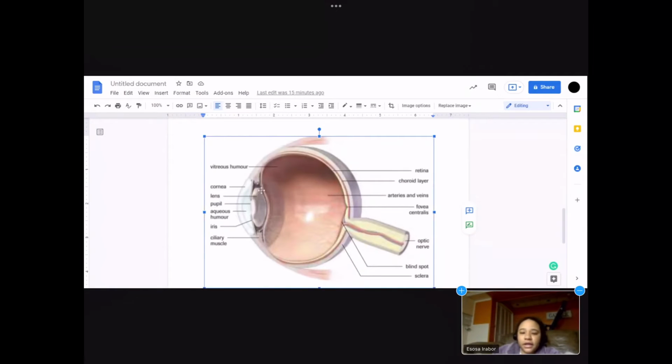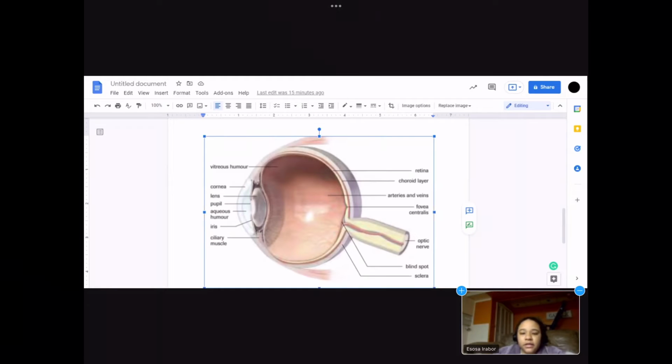Okay, so I'm going to be talking about the innermost layer of the eye, which is the retina. It's comprised of three different layers of cells: the light-sensitive cells, the bipolar cells, and the cells from the optic nerve. So the light-sensitive cell layer is positioned next to the choroid layer.